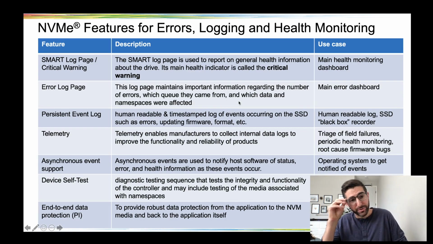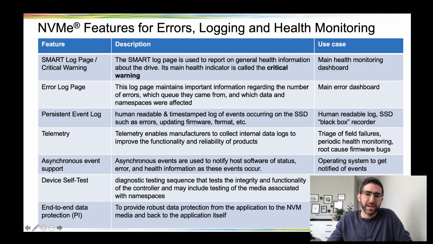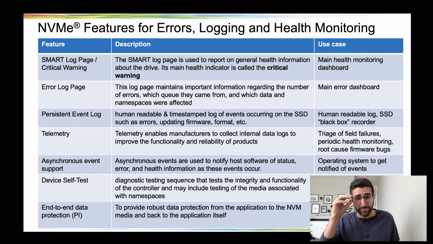The other thing is called persistent event logs. This is something new in NVMe 1.4, but it's basically a human readable and timestamped log of events. So the way I describe this to people is it's like the black box. And I'm going to go over all these features in more detail in a few slides, so don't worry. But basically, the persistent event log can help log when things happen. So when an operating system or user wants to go back and say, hey, a drive failed, what happened leading up to that event, they can go figure out, oh, did I update firmware? Did I format the drive first? Did it have a power failure? What happened to the drive?